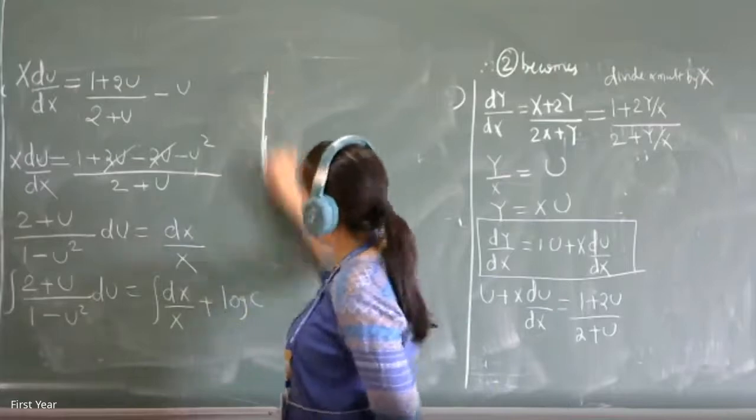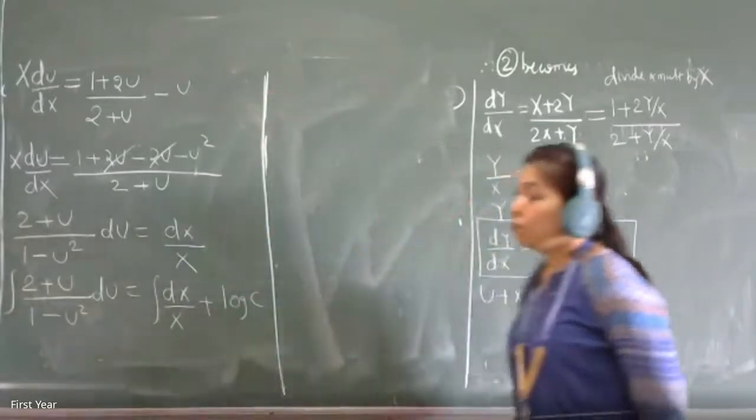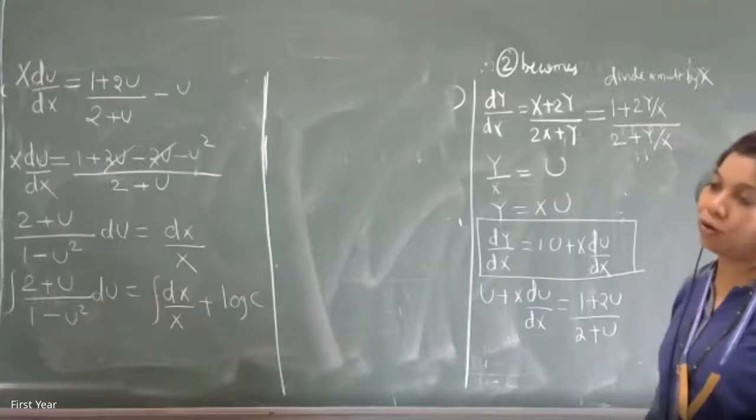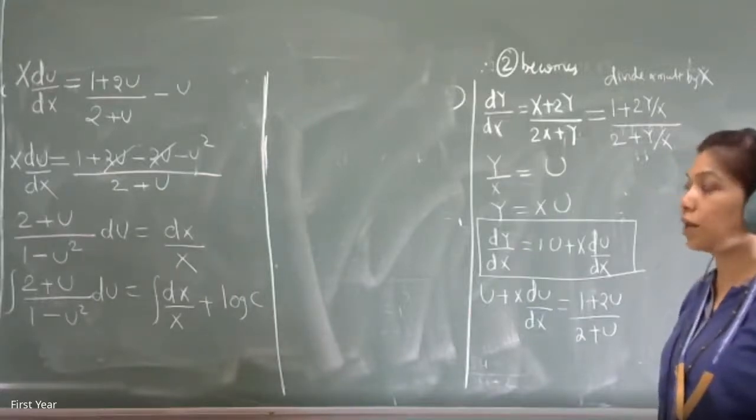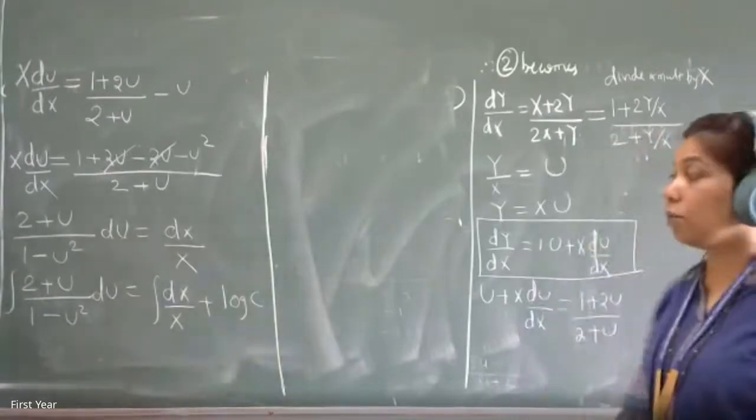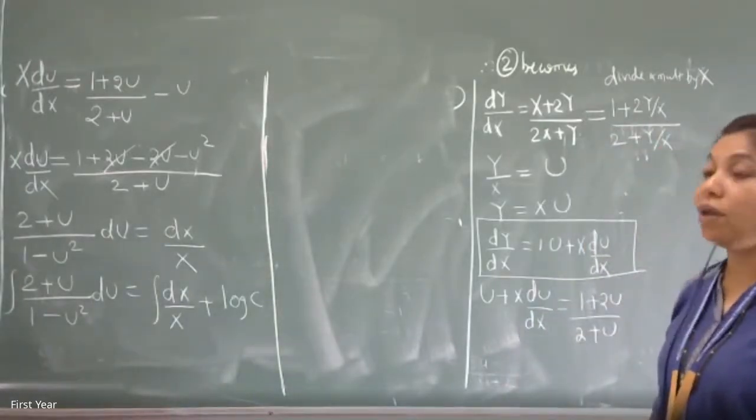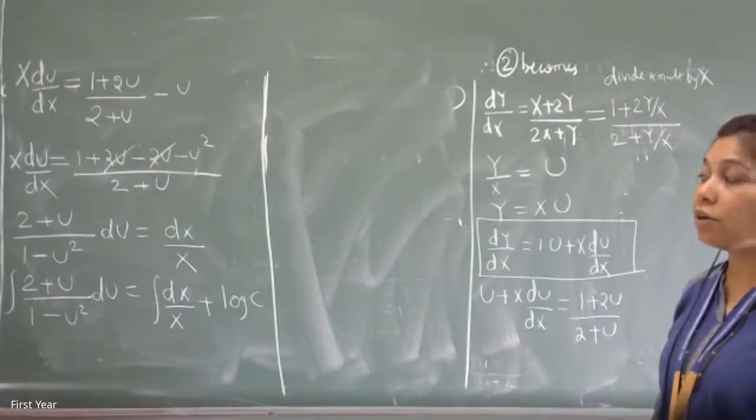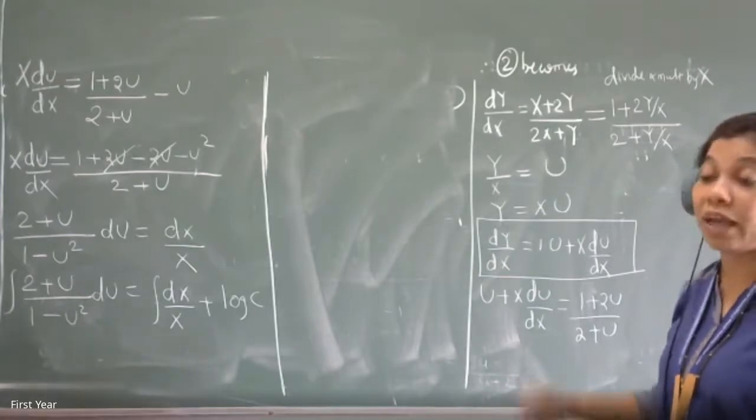How to do this integration? We can separate it: 2 by 1 minus u square plus u upon 1 minus u square. Denominator 1 plus u into 1 minus u. Yes, you can do it that way and you'll get the answer. That is also correct. 1 upon a square minus u square, that formula you can use. But again, then you will see that there are terms which are taken together and then you do cancellation.